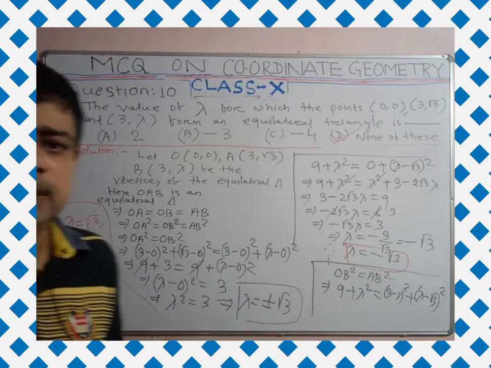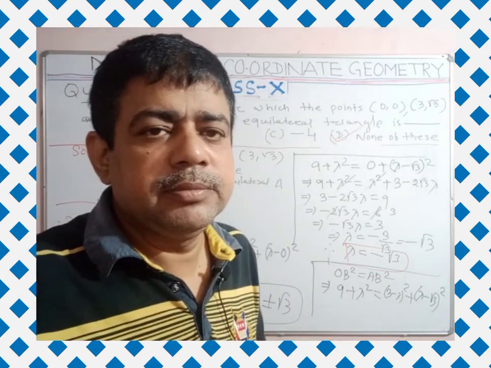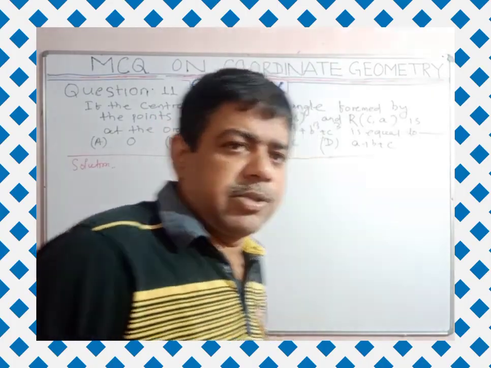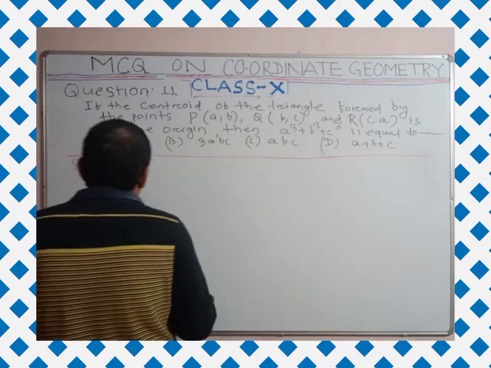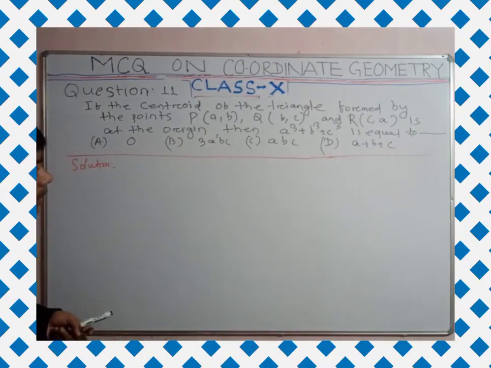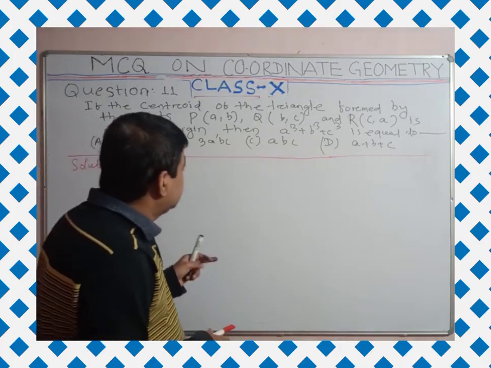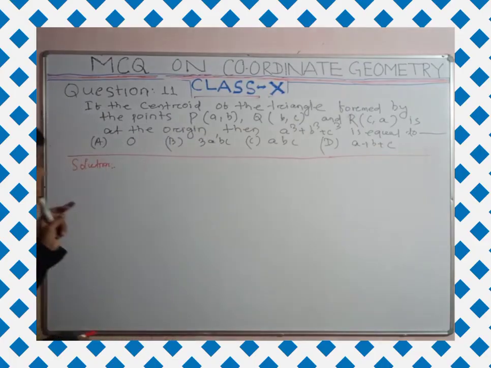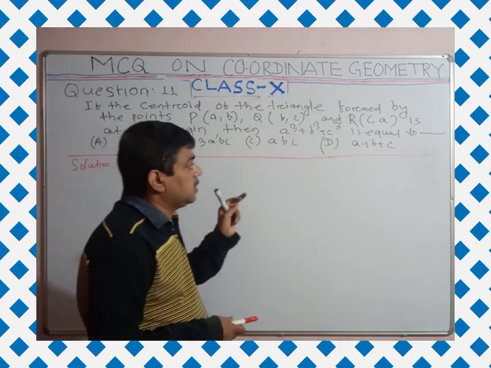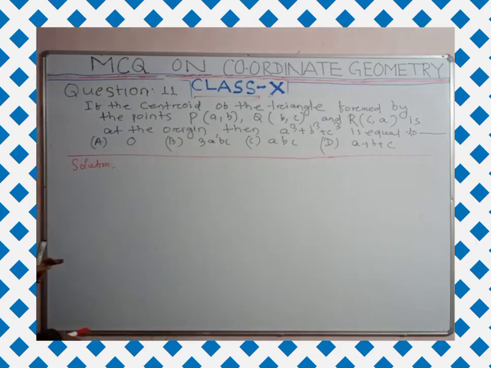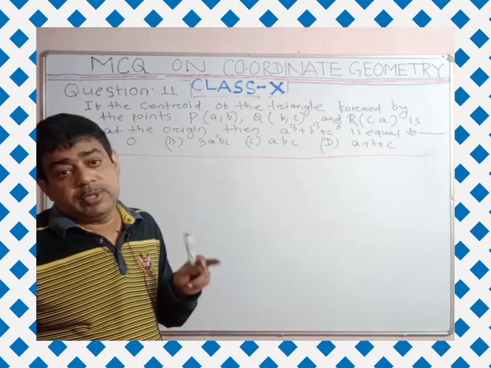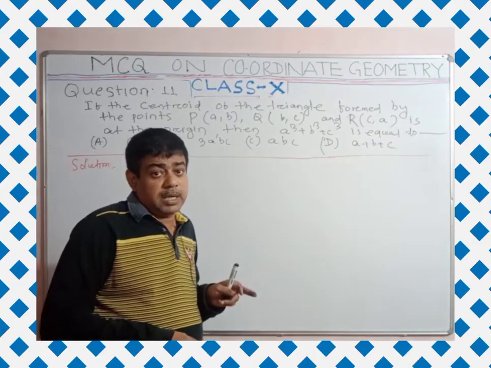Okay students, all of you. So next question I am discussing, question number 11 for you. The question is: if the centroid of the triangle formed by the points, with vertex P whose coordinate is (ab), vertex Q whose coordinate is (bc), and vertex R whose coordinate is (ca), is at the origin, then a plus b plus c is equal to. Option A is 0, option B is 3abc, option C is abc, and option D is a plus b plus c. It means the 3 vertices of the triangle are given and the centroid of the triangle is at the origin.